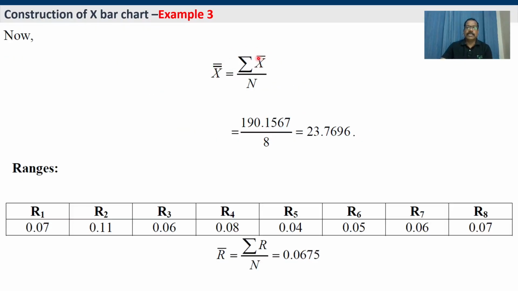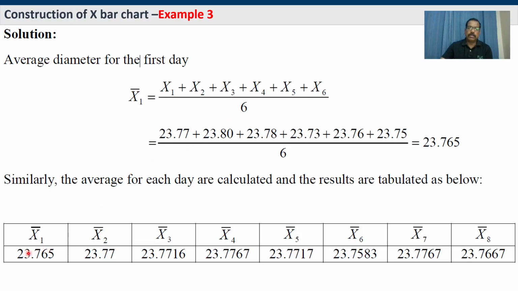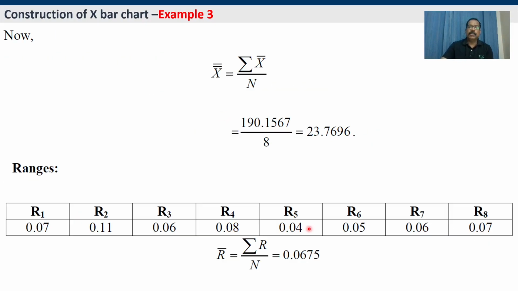So the summation of all these 8 divided by n, totally 8 days, the subgroups are 8. Substitute that, and you will get the X double bar. So this is X double bar.